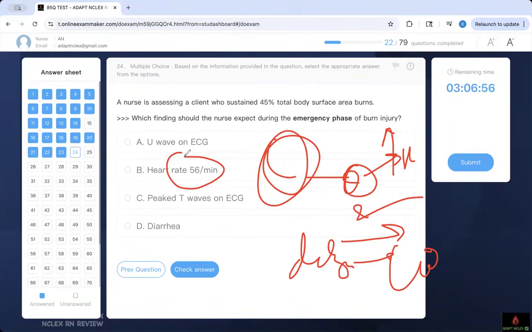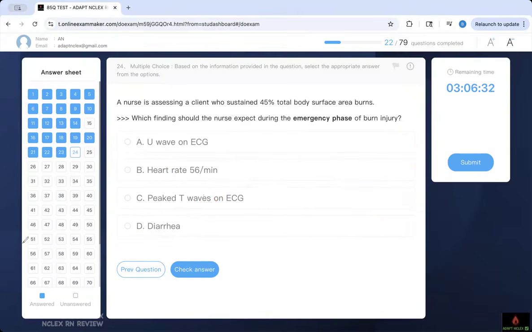The potassium is leaking, which is going to cause peaked T waves. Later on, if you get more fluid, potassium goes down, you develop U waves. Because of the severe burn, you develop ileus. Why? Because your sympathetic nervous system is kicking in, and the sympathetic nervous system does not cause diarrhea. So what do you think? You can see that this patient is going to have peaked T waves.